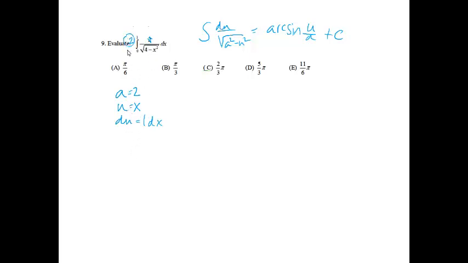So keeping in mind that I have a 2 outside, I'm just going to put the 2 outside, and then the formula is arc sine u over a, so x over 2, and then I don't need to put plus c in this one because I'm evaluating it at 0 and at 1. And so notice now I have 2 arc sine 1/2 minus 2 arc sine of 0. I know that the arc sine of 0 is definitely 0.